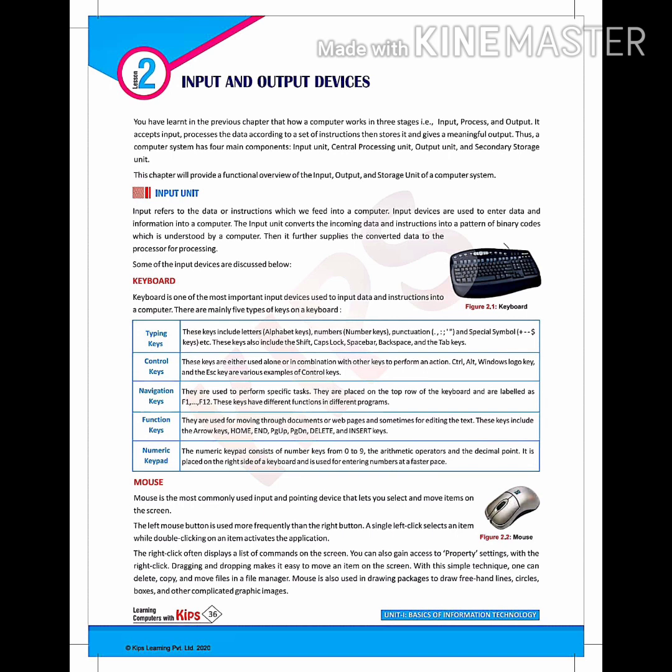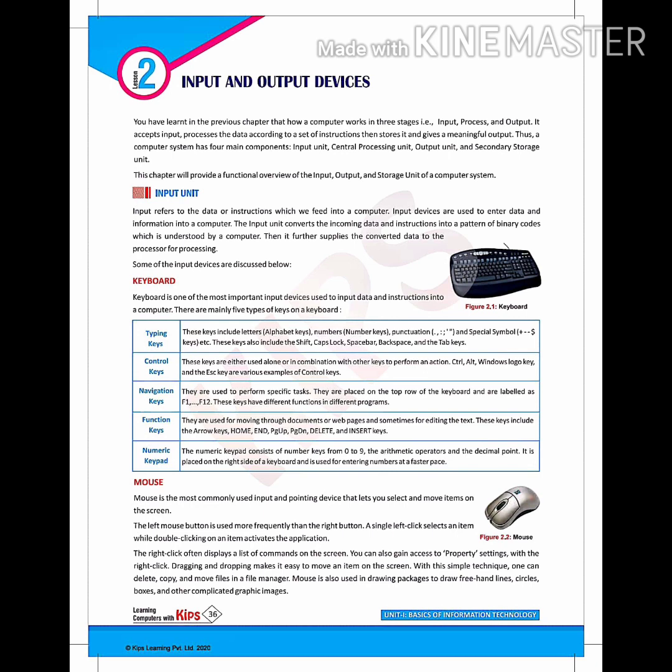Okay, let us discuss what is input unit. Input refers to the data or instructions which we feed into a computer. Input devices are used to enter information into a computer. The input unit converts the incoming data and instructions into a pattern of binary codes. That means the code that is understood by the computer system. These codes are 0 and 1. 0 means false and 1 means true. Then it further supplies the converted data to the processor for processing.